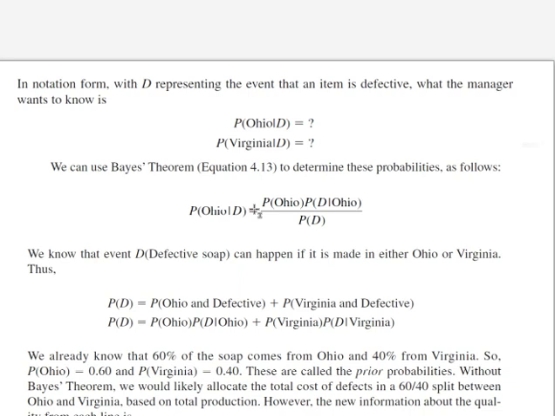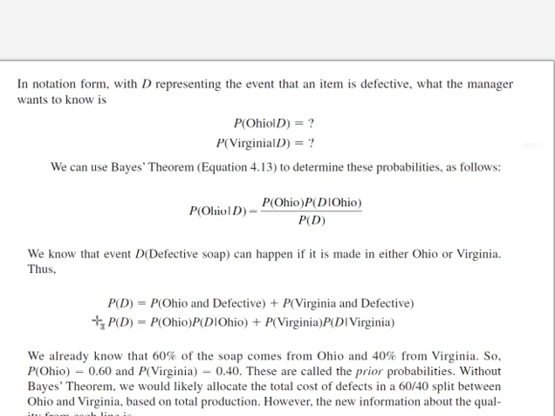Now in notation form, with D representing the event that an item is defective, what the manager wants to know is the probability that the soap was manufactured in Ohio, given that it's defective. What is that probability? And another one is, what is the probability that a defective soap was manufactured in Virginia? We can use Bayes' theorem to determine these probabilities as follows.